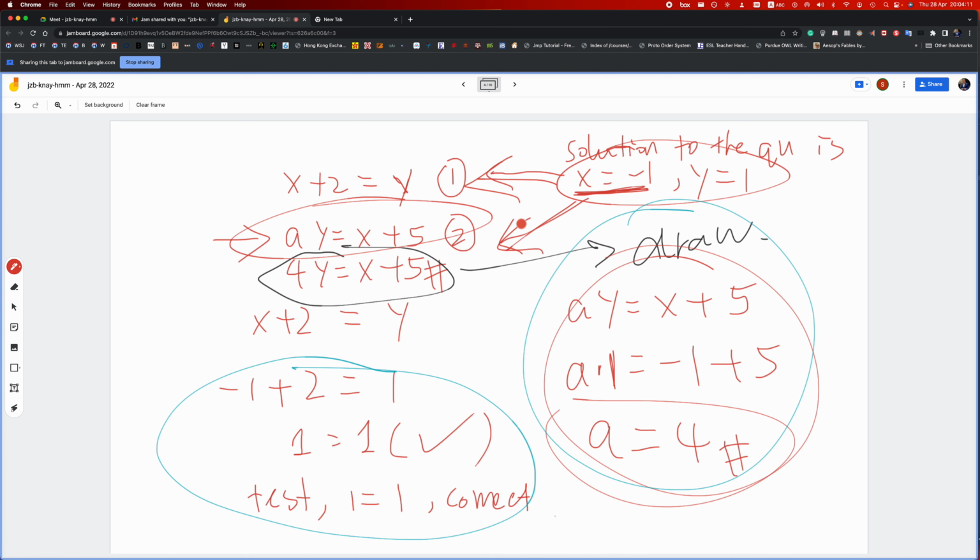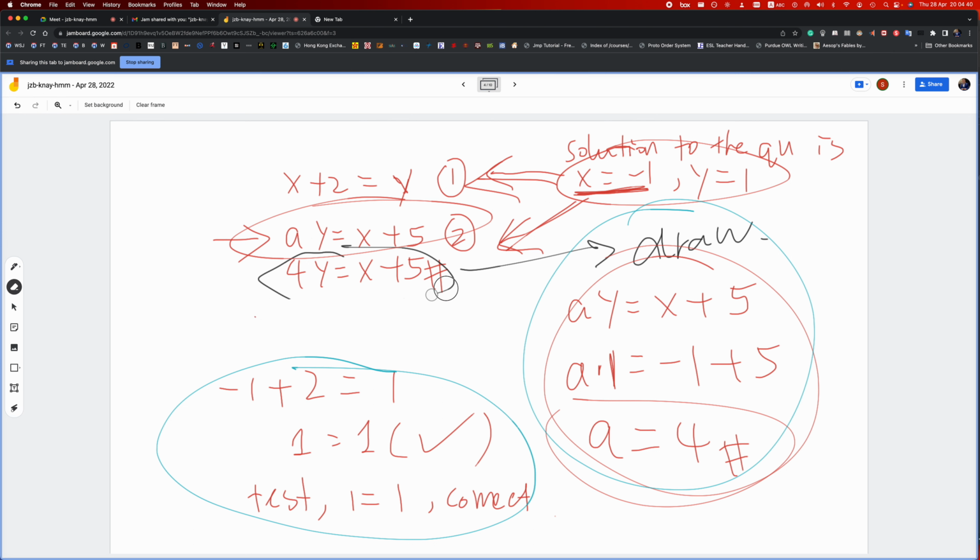So if you look at slide 4, can you see what I did here? I have this solution: x equals minus 1, y equals 1. Can you see it here? And then I put it into equation 1. I also put it into equation 2. So after I put it into equation 2, I get A equals 4. Can you see it? Then can you see the 4 is 4y equals x plus 5?